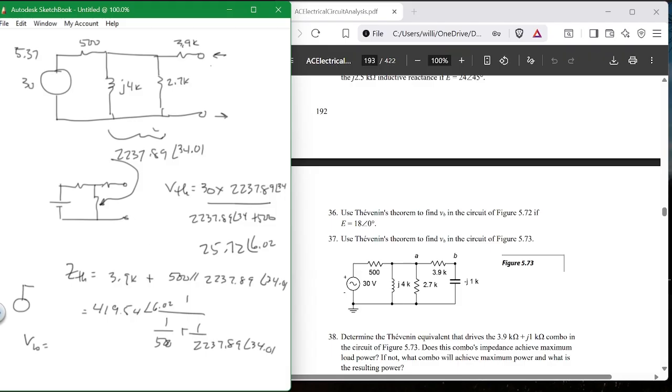You start R Thevenin by walking from this point and coming back to this point. And you've got to put the 3.9 in, and there it is. It's 3.9 plus the parallel combination of this and this. And here's the 3.9, and there's the 500 in parallel with the 2 point something. That little double, the railroad tracks, means parallel. If you've not seen that before, that's what that means. All right, so you come up with 419.54.